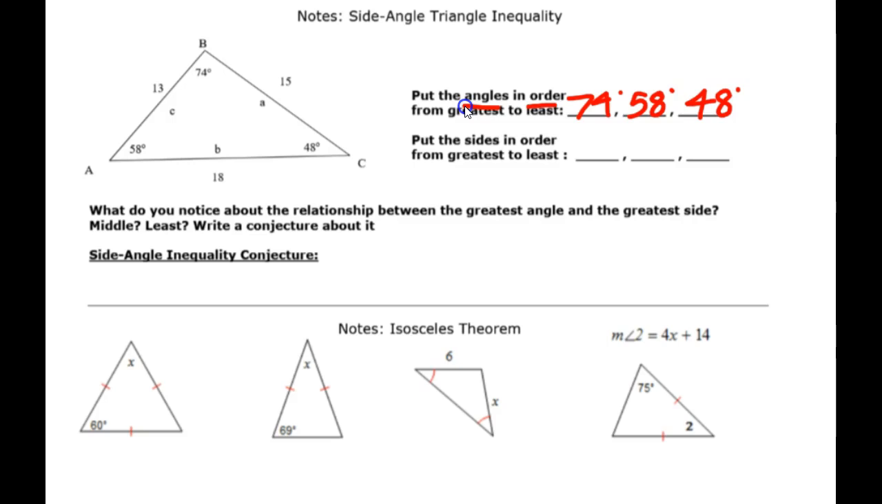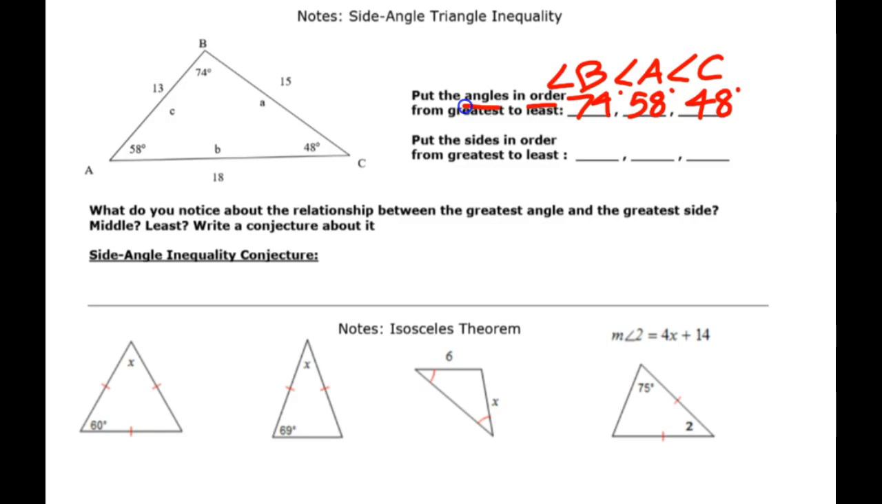So 74 degrees is what letter? B. Capital B. And then 58 degrees is what angle? A. And then 48 degrees, C. Okay? So that's angle sign B, comma, angle sign A, comma, angle sign C. See how that works?